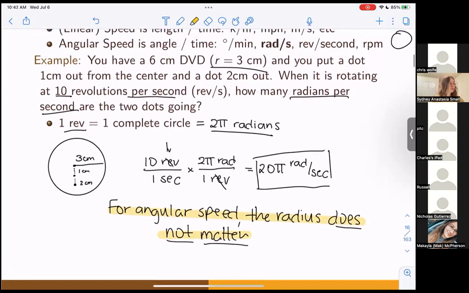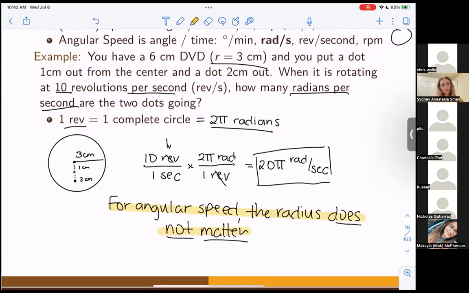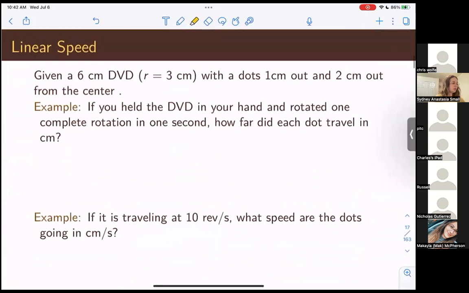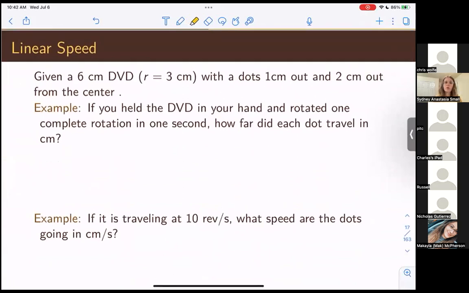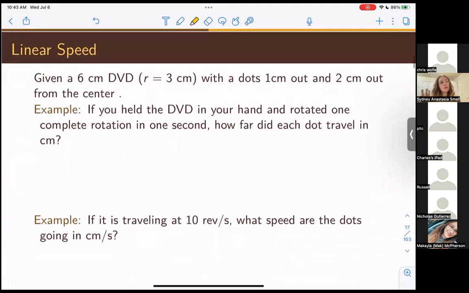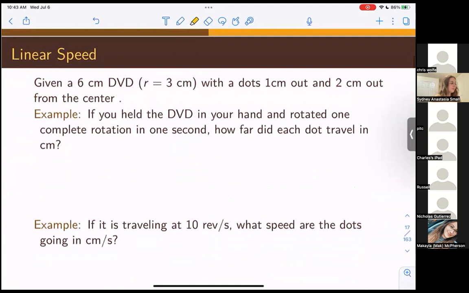Are there any questions on this idea of angular speed? And we'll get practice with a little more, and you'll get some handy formulas here in a second. But before we move on to that, we're going to talk a little bit about linear speed, which is the one that we're more familiar with, probably new in the context of circles, but having knowledge on this already will help. Okay, so let's consider the exact same 6 centimeter DVD.